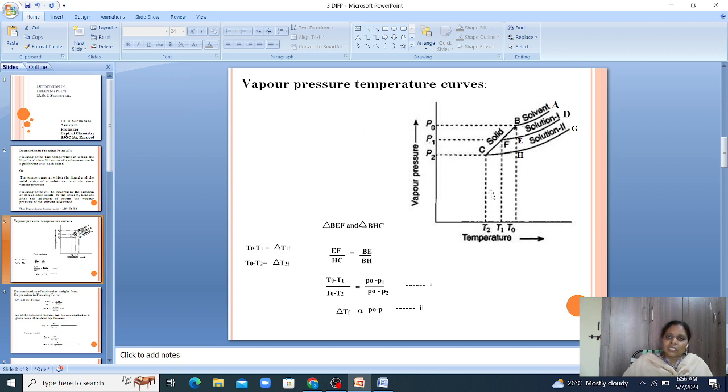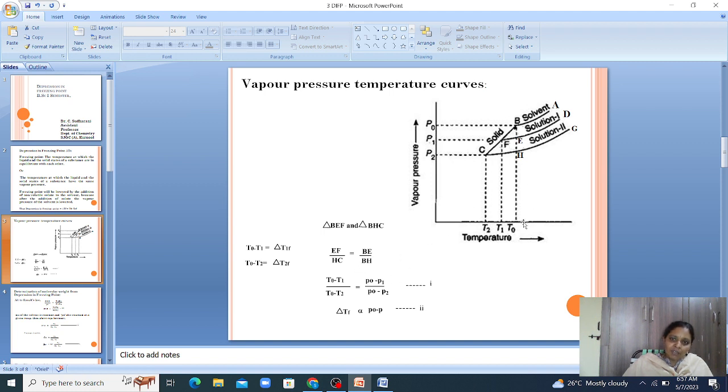Based on these curves, we can get the relation between the depression in freezing point and the lowering of vapor pressure. For that, we take the similar triangles BEF and BHC. From these two triangles, we get the relationship that delta Tf is directly proportional to P0 minus P. So on the x-axis, we have EF upon HC equals BE upon BH.